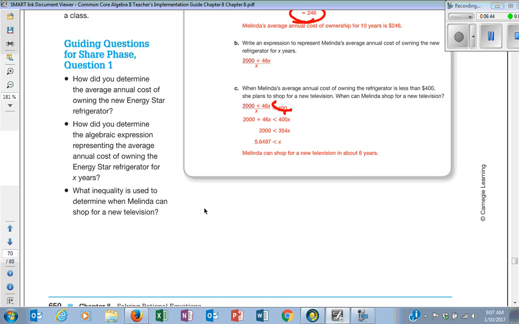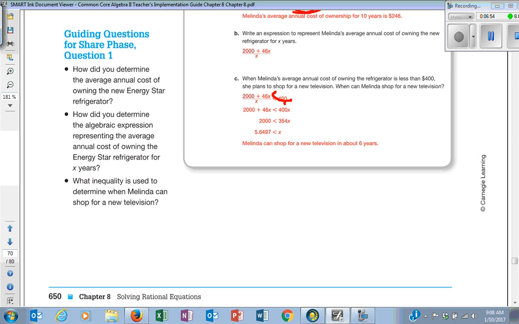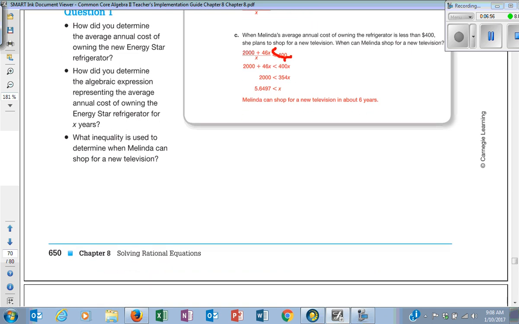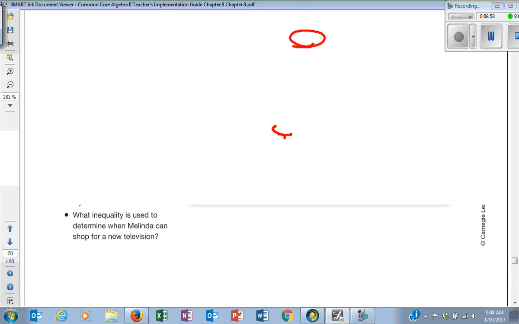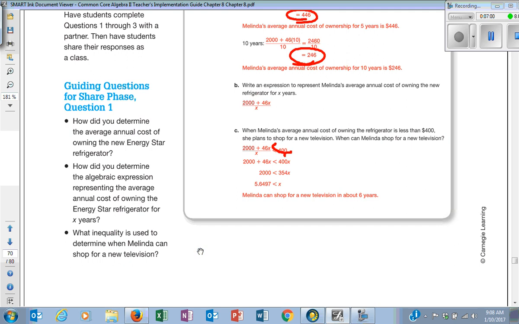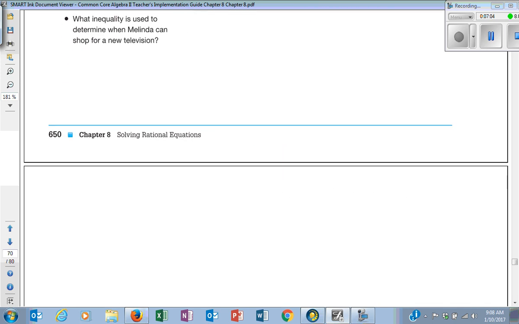And we can see that she can shop for a new television in about 6 years. All right. You could do this with a car, how much it costs you to buy a car, all these kinds of things you can figure out.